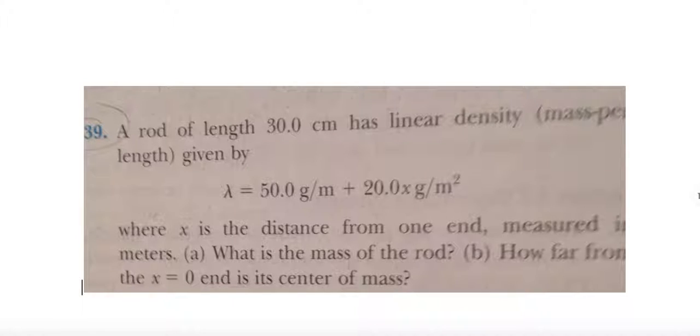Okay, I'm going to do Chapter 9, Problem 39 on the Physics C homework. A rod of length 30 centimeters has a linear density, mass per length, given by lambda equaling 50 grams per meter plus 20x grams per meter, where x is the distance from one end measured in meters. So A, what is the mass of the rod, and B, how far from the x equals 0 end is the center of mass?